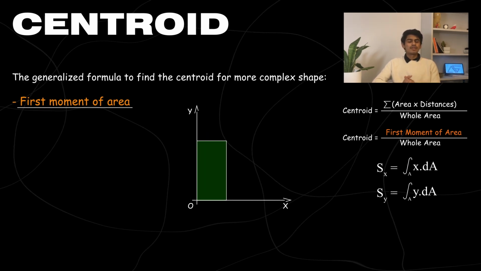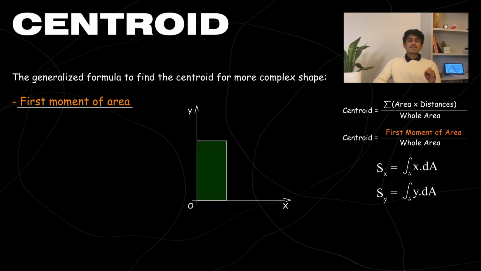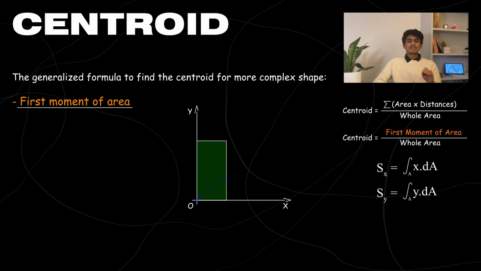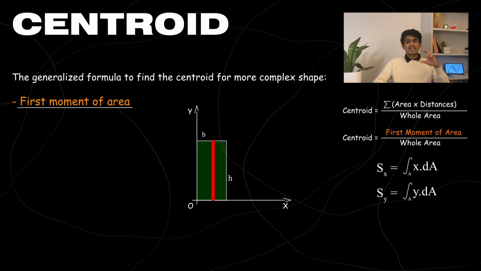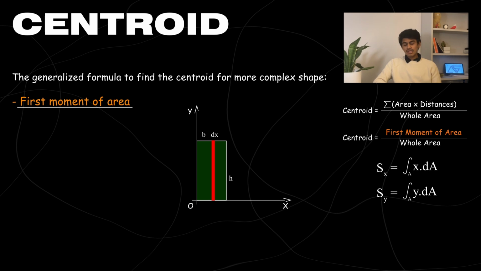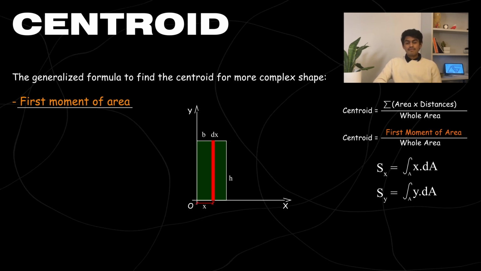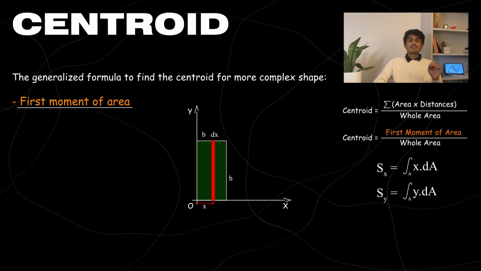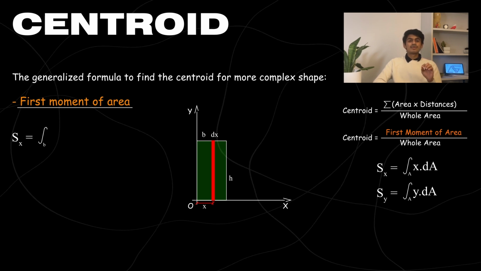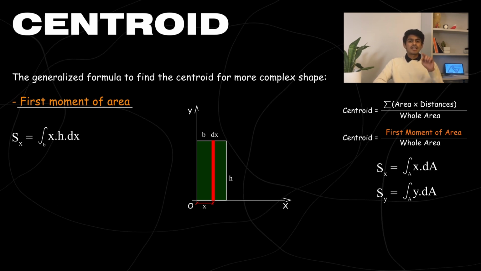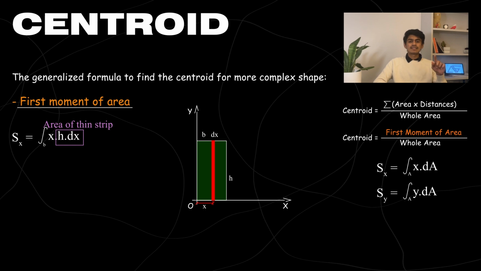Let's apply this on a rectangle. First, we have to consider a point from where we will calculate the distances. Now for Sx, let's consider a thin strip of height h and thickness dx, which is at a distance of x. Now integrating over the whole length b, we get Sx equals the integral over the whole length of h times x dx.